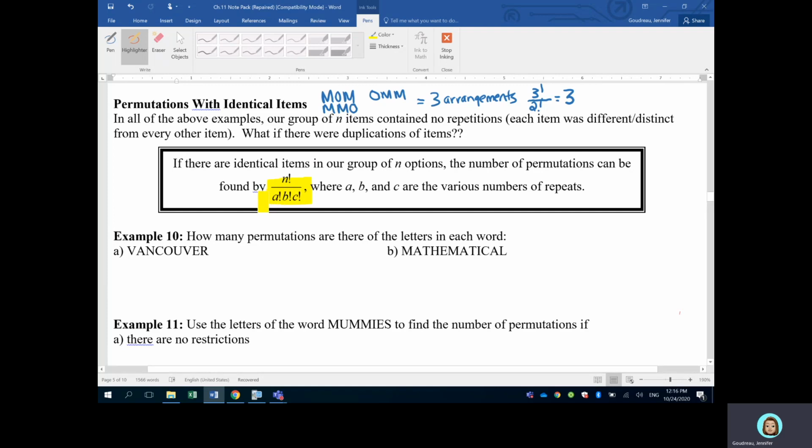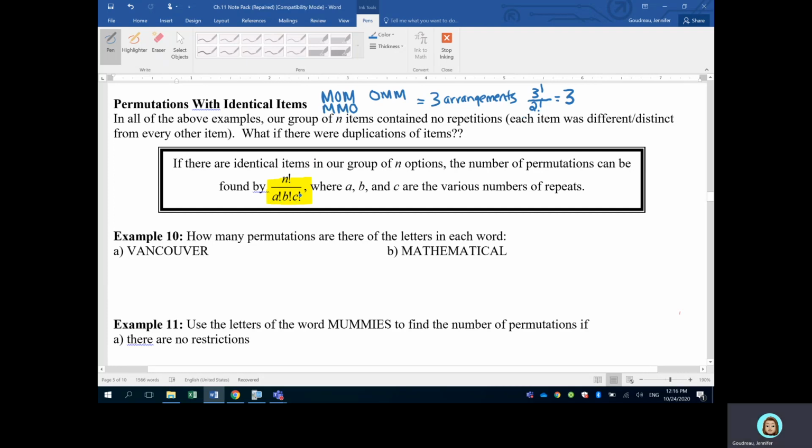Now, we won't always have 3 things that repeat. So just like the quick example we just did, I only have 2 M's that repeat. So I'm only going to divide by the 2 factorial. But if we have multiple items that repeat, we have to divide by their arrangements in the bottom.